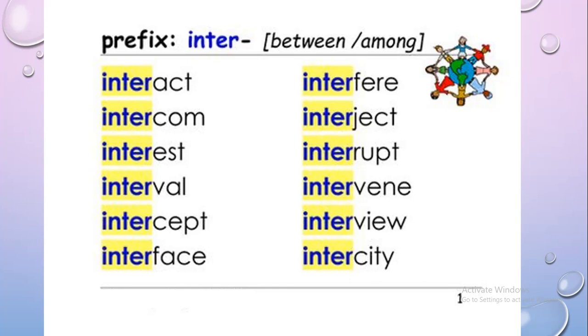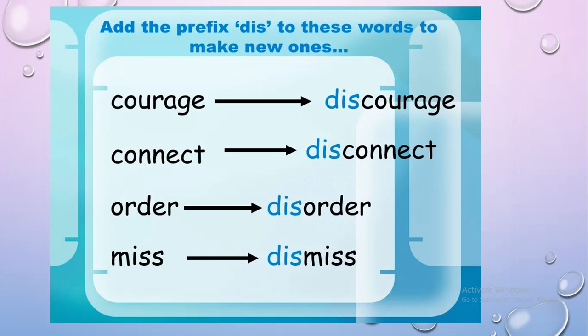Now, some more examples of the prefix inter: interact, intercom, interest, interval, intercept, interface, interfere, interject, interrupt, intervene, interview, intercity. And some examples of dis: discourage, connect, disconnect, order, disorder, miss, dismiss.